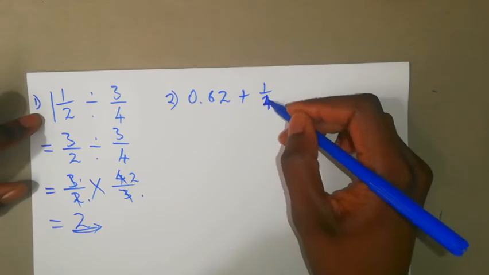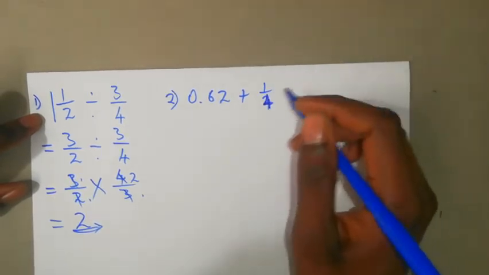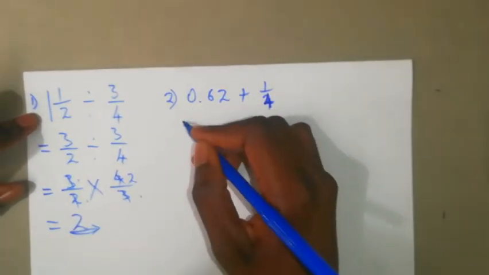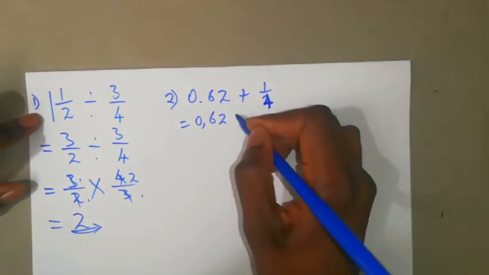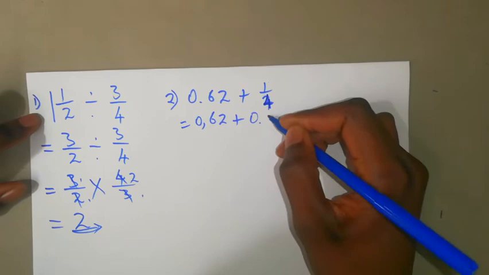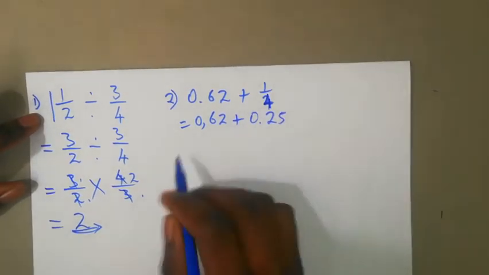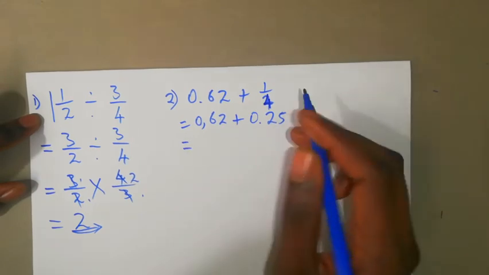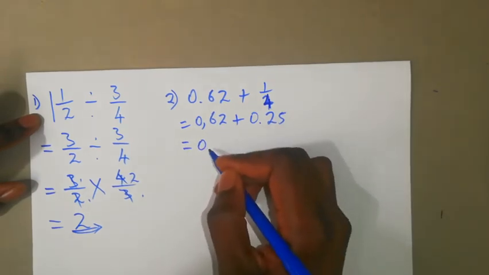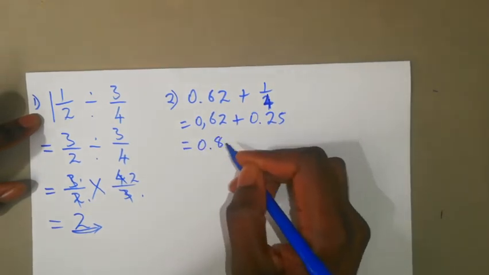In this case, this is a quarter. So a quarter into a decimal is what? 0.25. So it's equal to 0.62 plus 0.25. If you are to punch that one through your calculator, you're going to obtain 0.87.